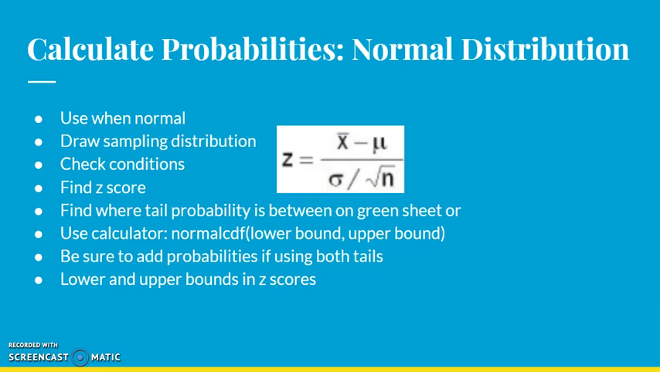Using a normal distribution to calculate probabilities should be done when it says in the problem that the population distribution is normal. To do so, first you draw a sampling distribution, then you check the conditions, then you find the z-score, and the z-score formula is shown on the slide. You find where the tail probability is, either on the green sheet or using a calculator, and on the TI-84, you type normal CDF with the lower bound and the upper bound, and the lower and upper bounds are in z-scores, which is why you have to find the z-score. And if you're using both tails, be sure to add the probabilities of both tails.